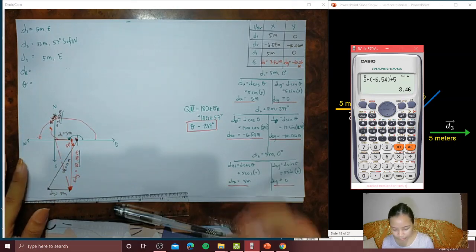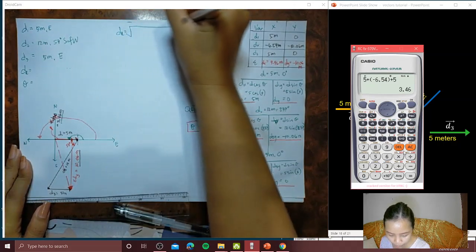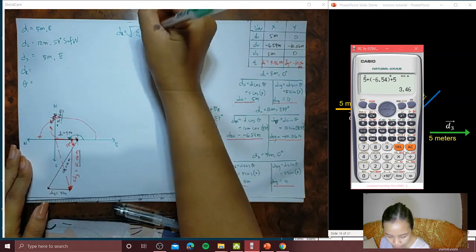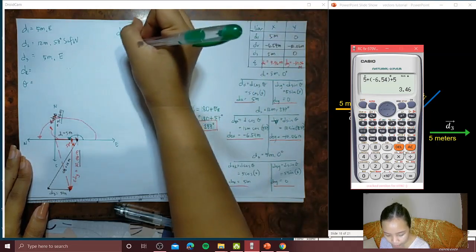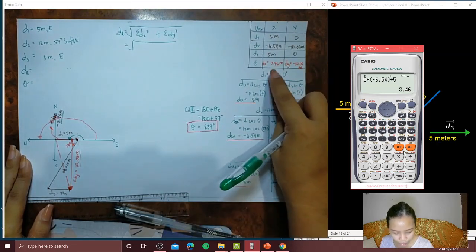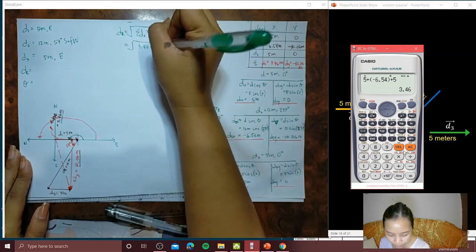Now, let us solve for our resultant vector. So, we have d sub r is equal to the square root of summation of d sub x squared plus summation of d sub y squared. Okay, substitute lang the values. You have here for the d sub x, we have 3.46 meters.